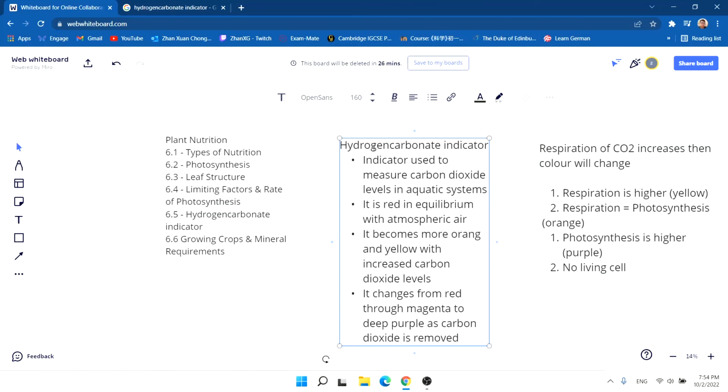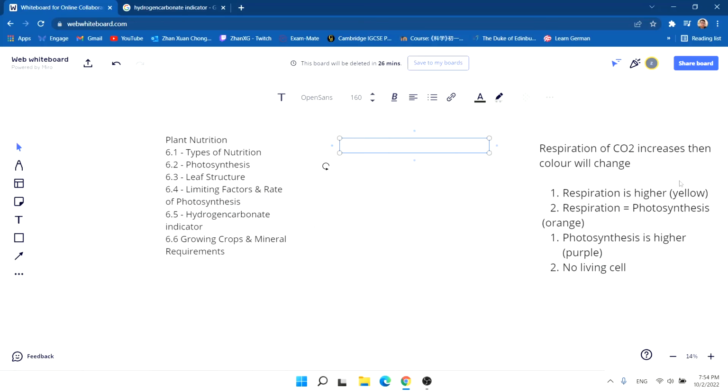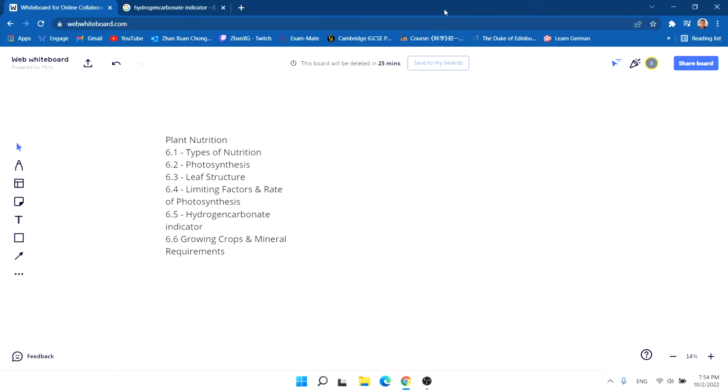And then next, we are doing the last part, which is growing crops and minerals. Mineral requirements are also really important for this. Okay, give me a sec for mineral requirements. So, we all know mineral requirements are so important at this stage for plants. Oh my goodness, this is so difficult. Okay, mineral requirements.